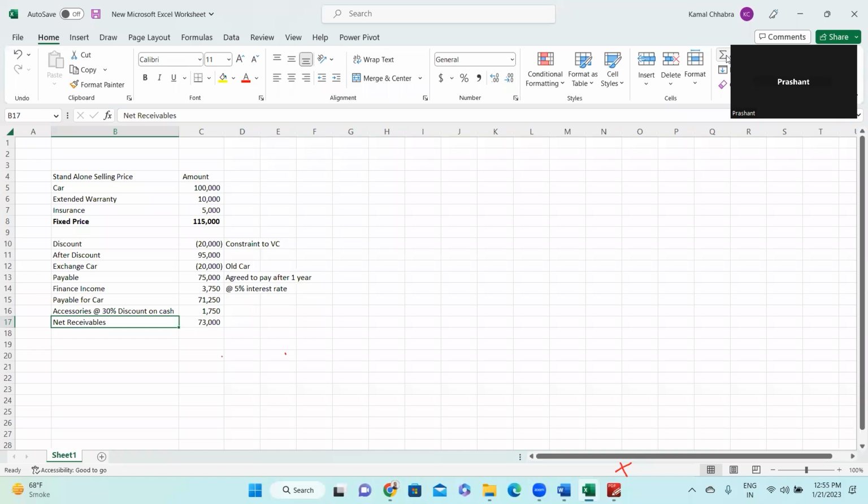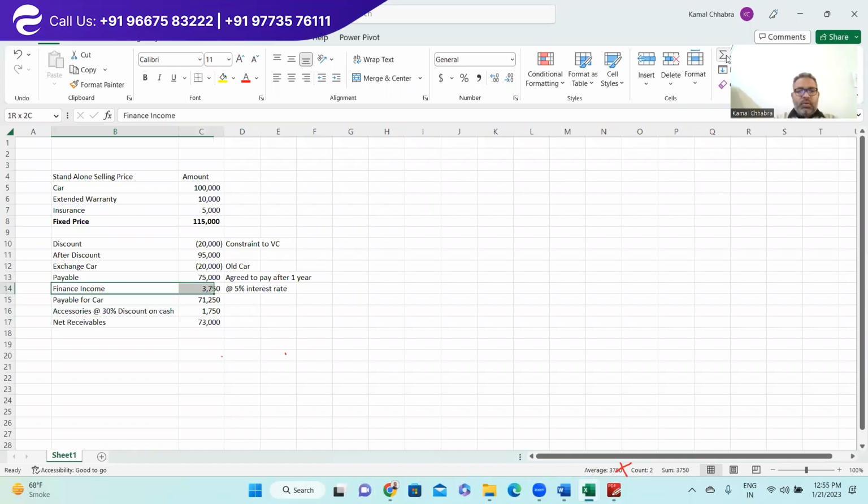Sir, we are financing the car, right? So the price of the car is 75,000, right? Including all those whatever like insurance, extended warranty, and we will be financing this 75,000 with 5% interest rate. So why we are deducting 3750 from 75,000? That will go into finance income. We are not deducting. So that need to be accounted for in the separate account, not in the sales account.